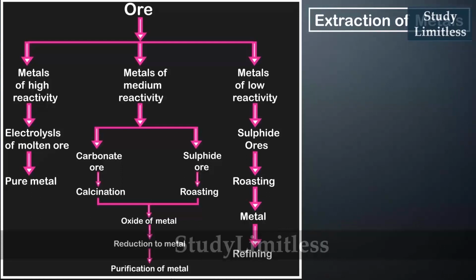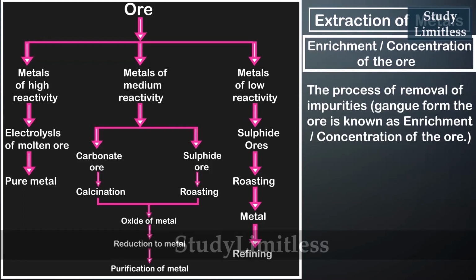Now that we've seen how the reactivity series helps us group the elements according to their reactivity for the process of extraction, let's look at what the actual process of extraction is. So now you have an ore. The first thing you're going to do is concentrate the ore, that is, enrichment or concentration of the ore. Whenever you have an ore, it is highly contaminated with impurities like sand, soil, etc. And this is called gangue.